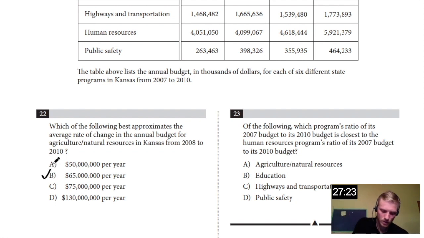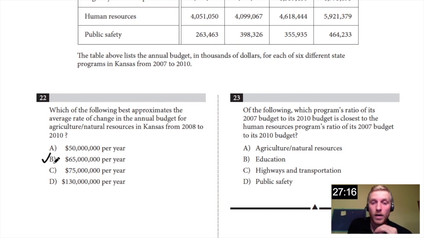How are we doing on time? Let's see. 22 questions in, and we've used 27 minutes. All right, let's just pick it up just a little bit. So, of the following, which program's ratio of its 2007 budget to its 2010 budget is closest to the human resources program's ratio of its 2007 to 2010 budget?